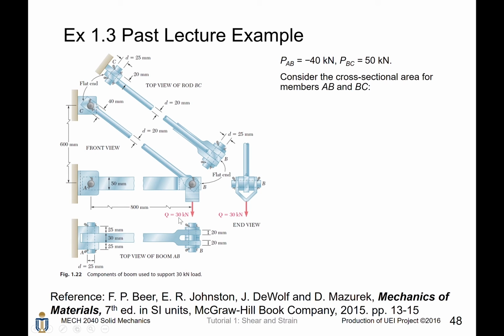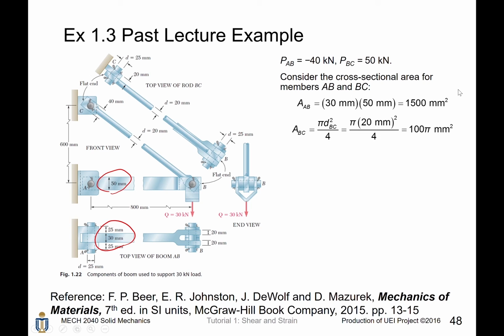Now let's consider the cross-sectional areas for members AB and BC. Recall that AB is of rectangular shape and BC is a circular bar. For AB, it is rectangular. It has the dimension 50 times 30. Therefore, its cross-sectional area is 1500. Besides, for the cross-sectional area of bar BC, since it is circular, and we know that its diameter is 20 millimeters, then the cross-sectional area is 100 pi millimeter squared.